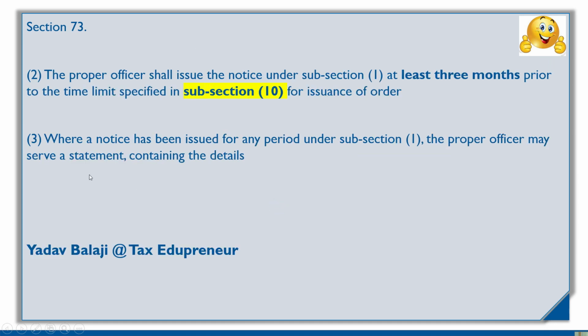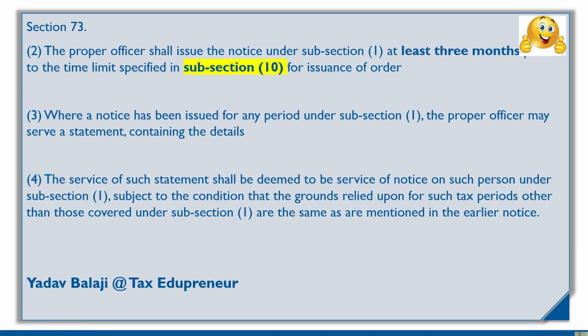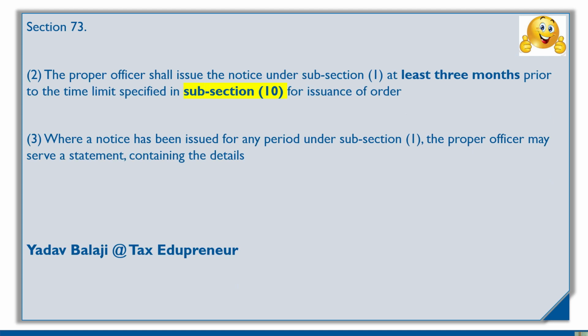Now sub-rule 3 talks about where a notice has been issued for a period under subsection 1. The proper officer may serve a statement containing the details. Containing the details is nothing but as per subsection 1 only. Means in subsection 1, what are the things you have done. So they will prepare a statement, and that statement they will serve. So that you will come to know where is the mismatch, what happened, so that you can explain them properly.